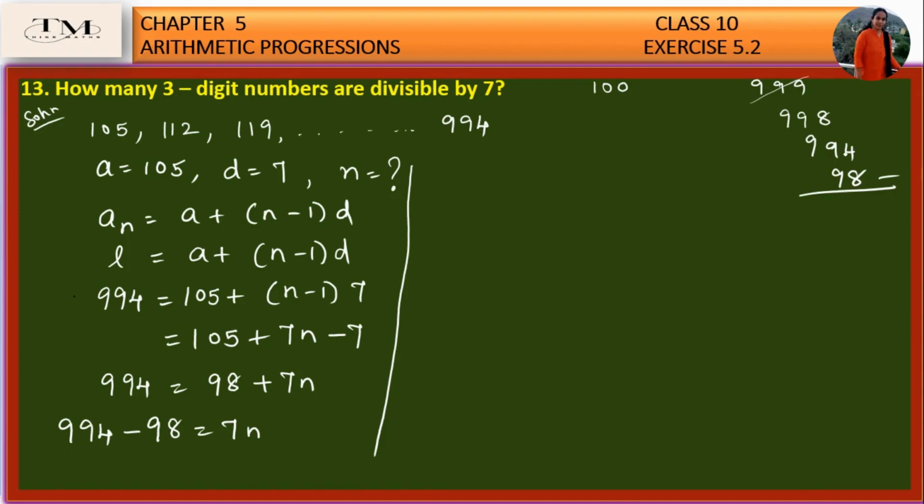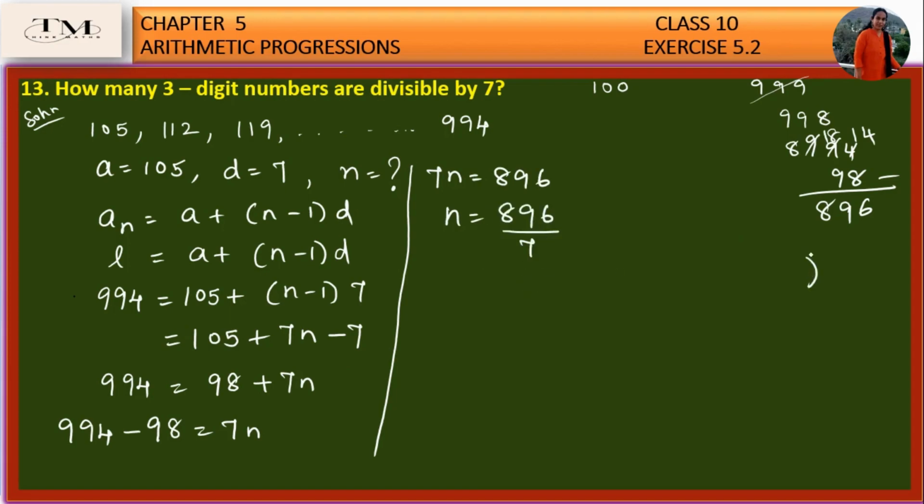4 minus 8 is not possible, so I take from this one number. So this will become 14. 14 minus 8 is 6. 8 minus 9 is also not possible, so this will become 8 and this will become 18. 18 minus 9 is 9 and this 8. 896. So we can write 7n equal to 896. Then n will be equal to 896 divided by 7.